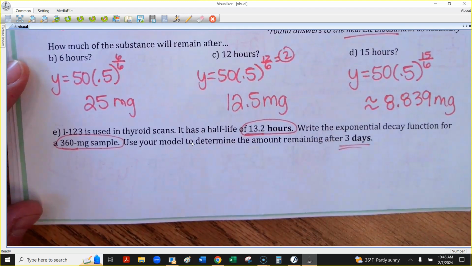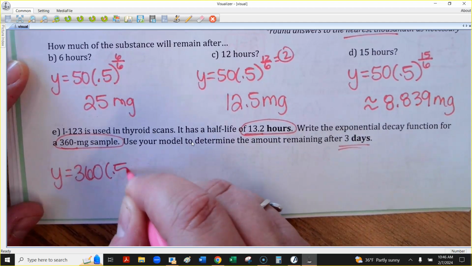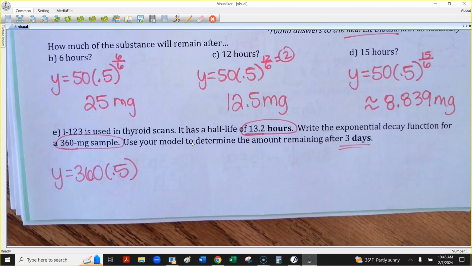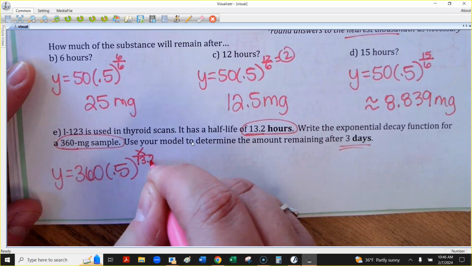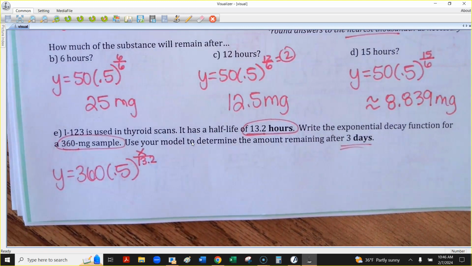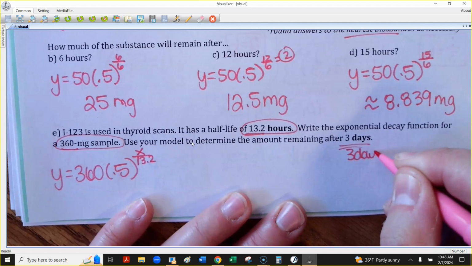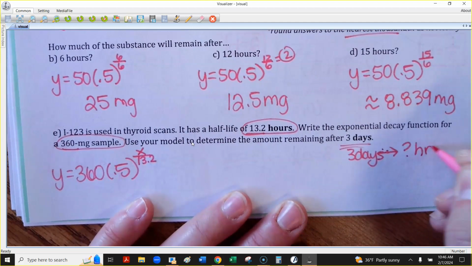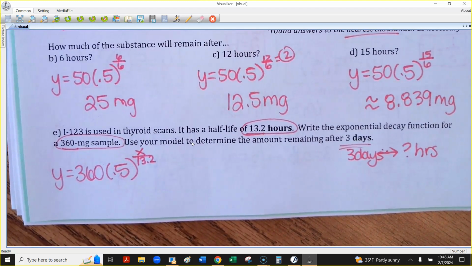All right, so just in general, you got 360, that's your initial amount. If we're doing a half-life, my b value is going to be a half. Now, my time is over the half-life for my exponent, which is in hours. If those units don't match, we want to find 3 days. They have to be the same units. All right, so I need to figure out 3 days would be how many hours, because I need the units to be the same for this type of question. So they have to be the same time.